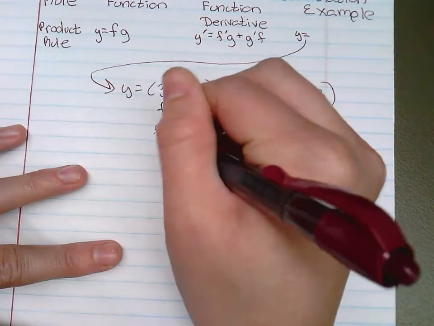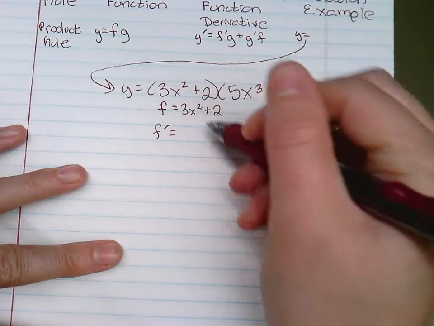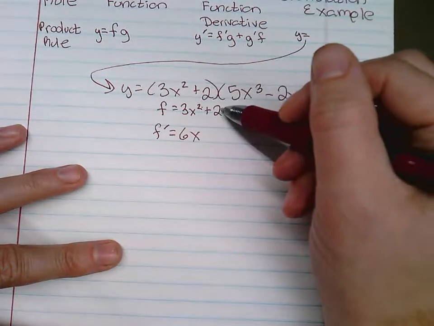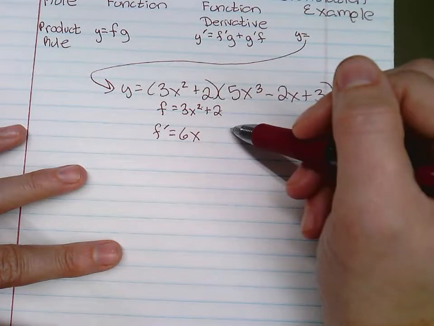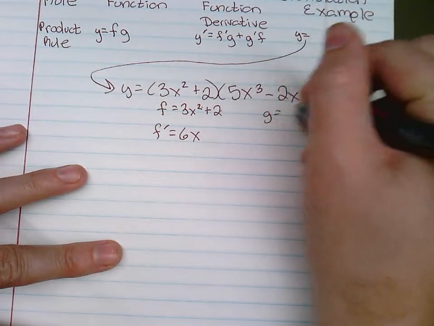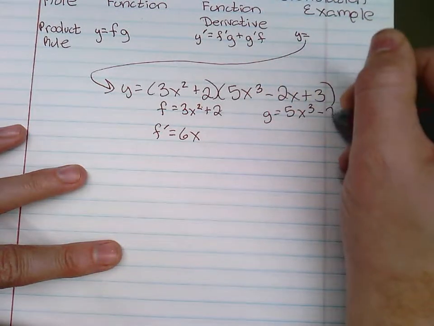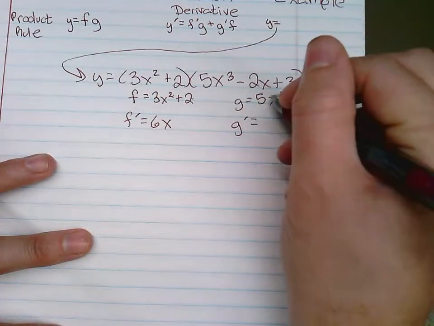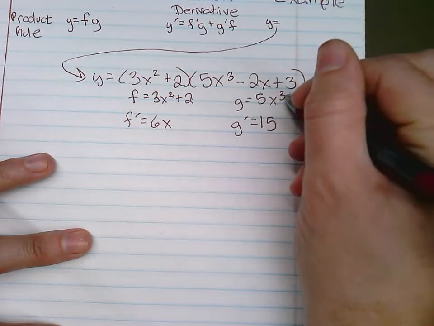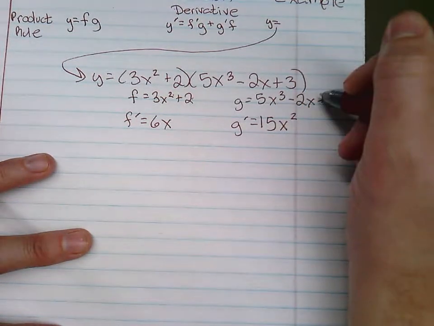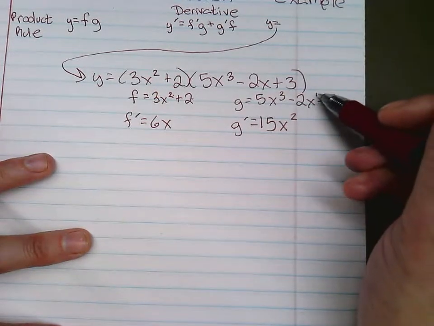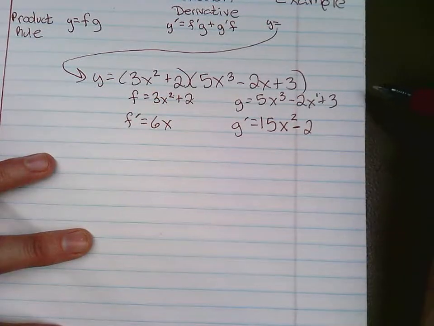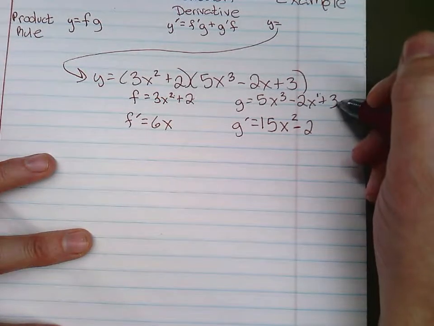F prime is going to be 2 times 3, which is 6, and then subtract 1. And then the derivative of a constant is 0, so you have 6x plus 0. G is going to be 5x cubed minus 2x plus 3. Do the power rule. 3 times 5 is 15, and then subtract 1 from the exponent. This exponent here is 1, so you're going to do 1 times 2 is 2. 1 minus 1 is 0. X to the 0 is 1. And then the derivative of a constant is 0.